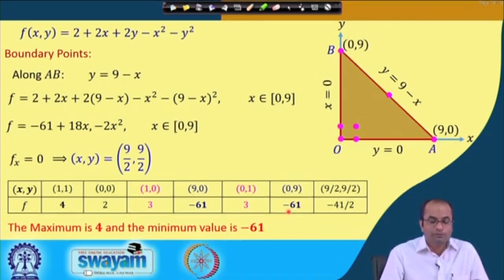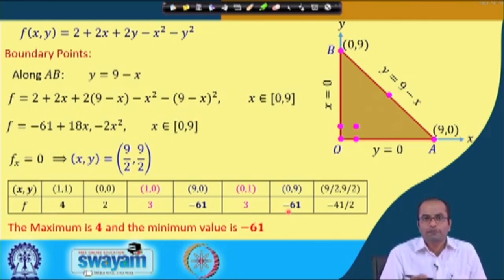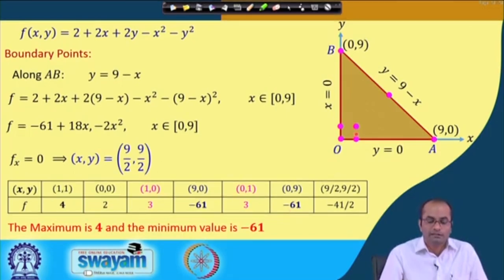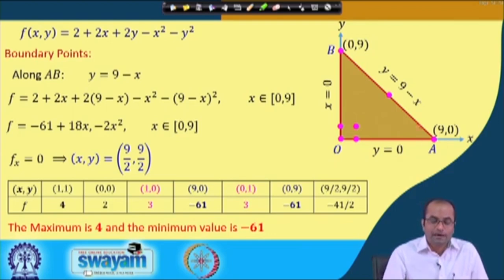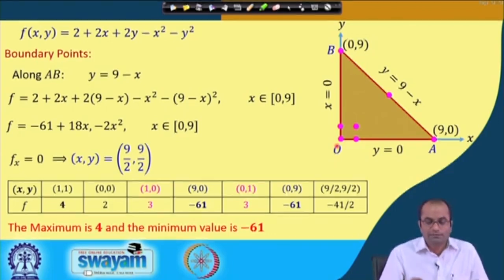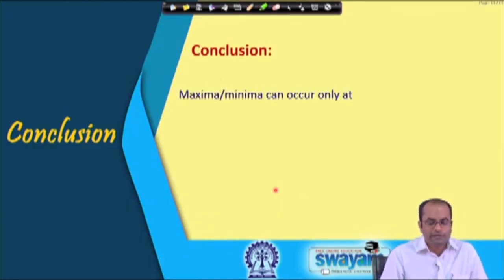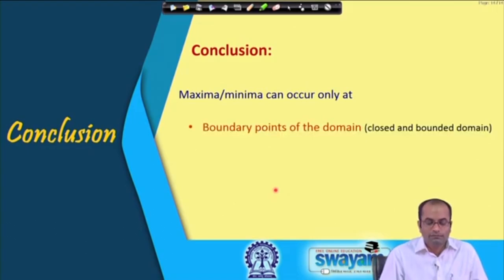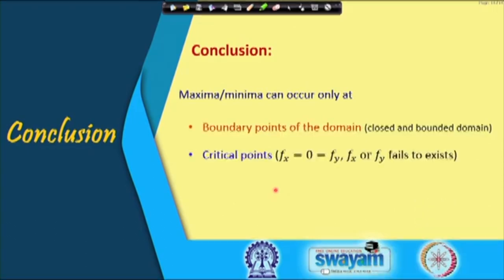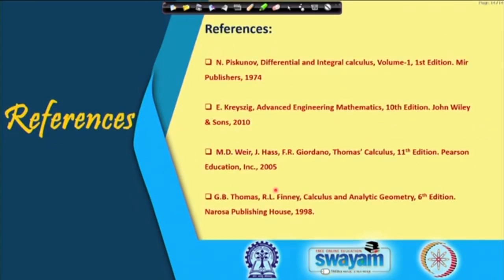So, this was a problem with bounded domain. The earlier problems were in the open domain, where we have not considered the boundaries because there were no boundaries in the problem, but here, if there is a boundary and the domain is closed, then we have to also look for the boundaries, because maximum and minimum may occur on the boundaries, which is the case here, like minimum is at 9 0 or 0 9. So, the conclusion here is that maximum and minimum can occur only at the boundary points of the domain, that is the one, and the second the critical points, which we have to look for as the possible candidates for maximum and minimum. So, these are the references, and thank you very much.